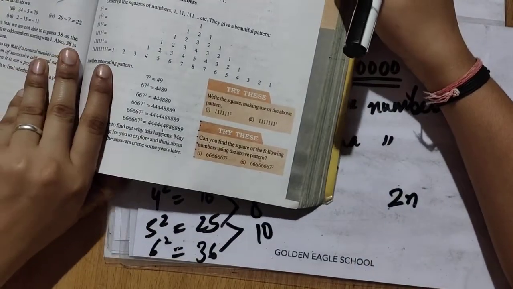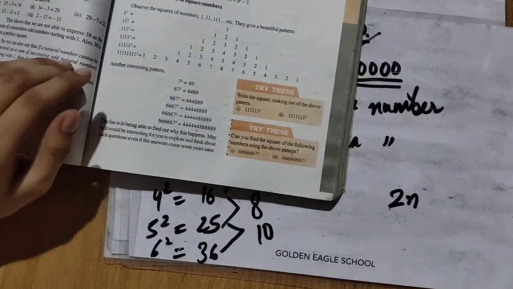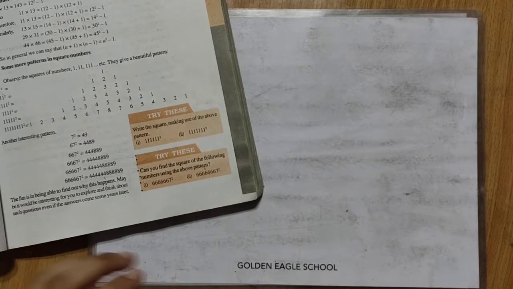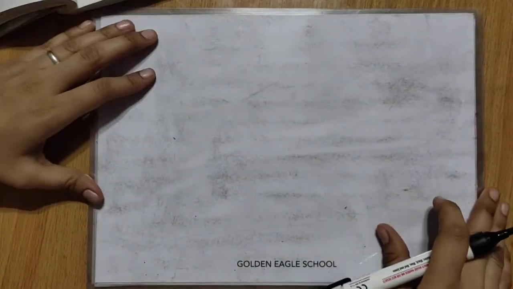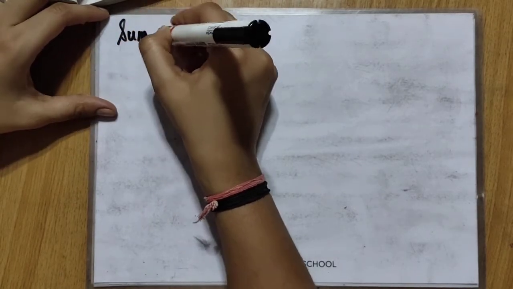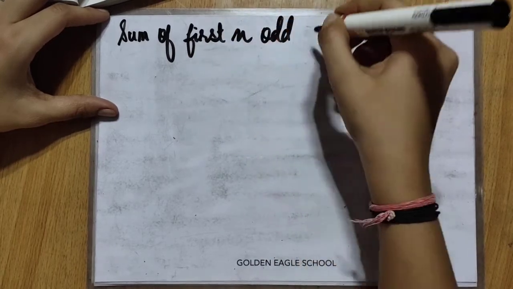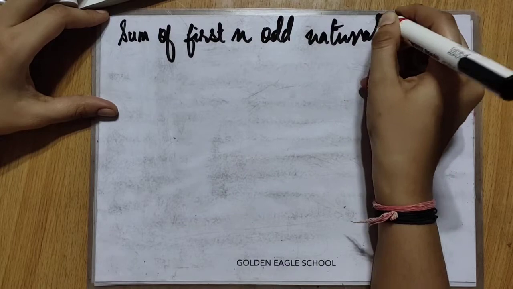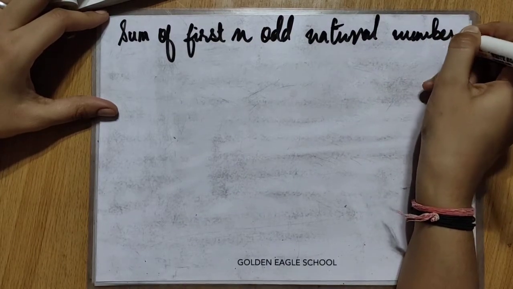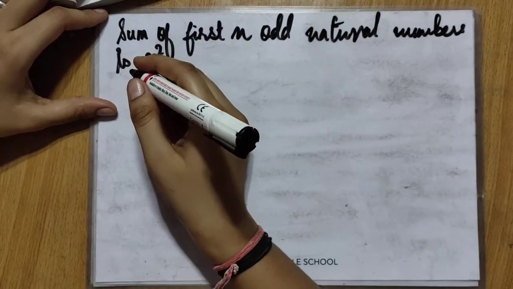Okay, now how do we add odd numbers? I'll tell you. So the sum of first n odd natural numbers is n square.